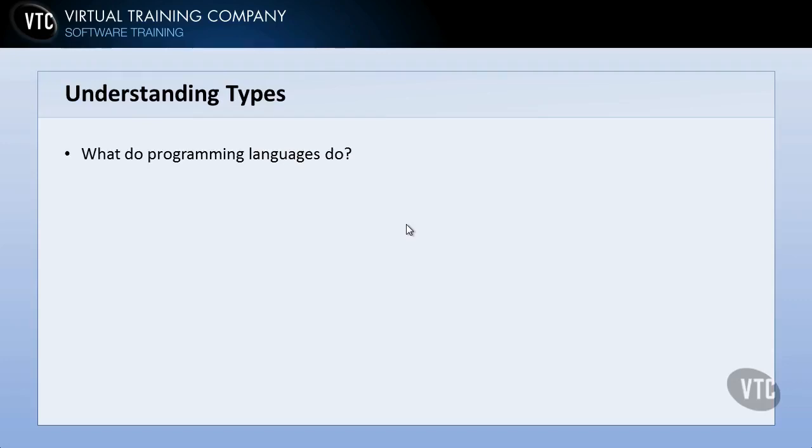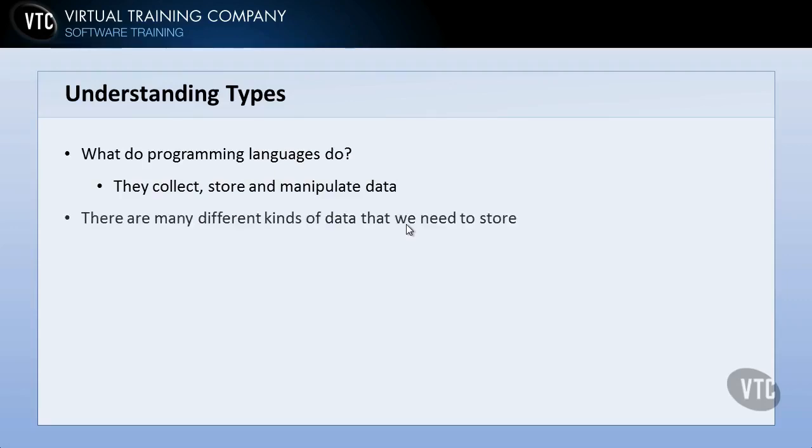Now, the best way to understand types is to think about what exactly programming languages do. Well, when it's all said and done, they collect data, they store that data in memory, and they manipulate that data, and then of course they may store that data somewhere else, they may write it into a database, they may do all kinds of things with it. Now, there are many different kinds of data that we need to collect, store, and manipulate, right?